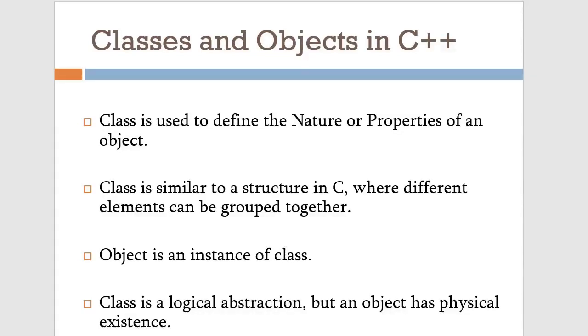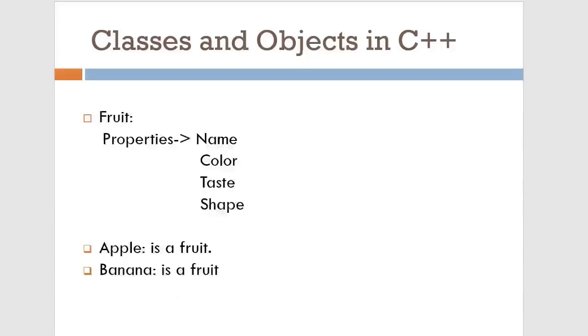The object is an instance of a class. So when you create an object of that particular class, it holds all the properties of that class. A class is a logical abstraction, but an object has a physical existence. So we'll talk about this point later in this video.